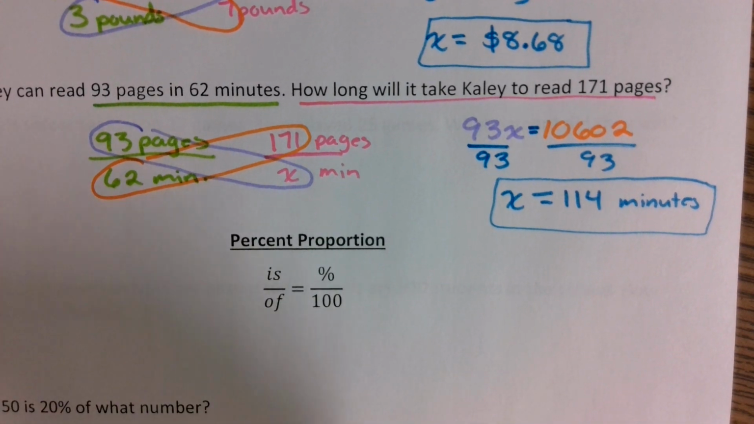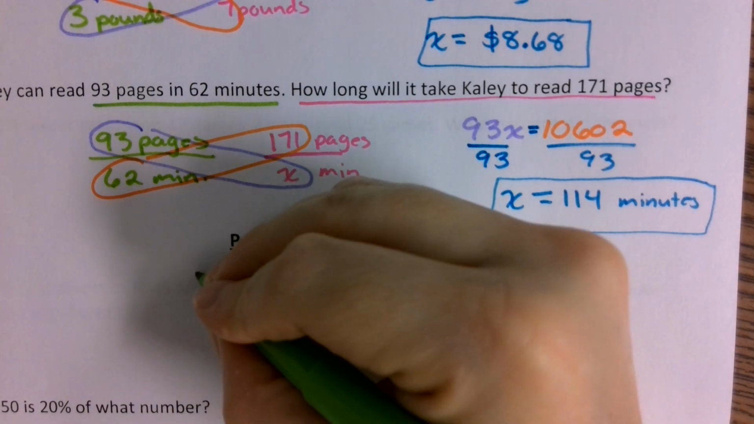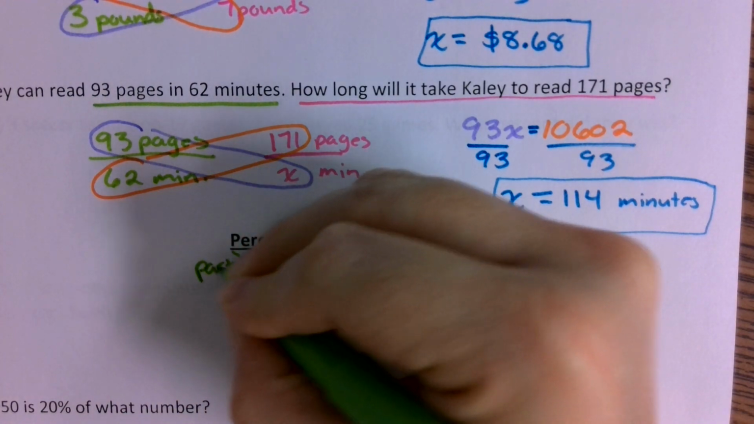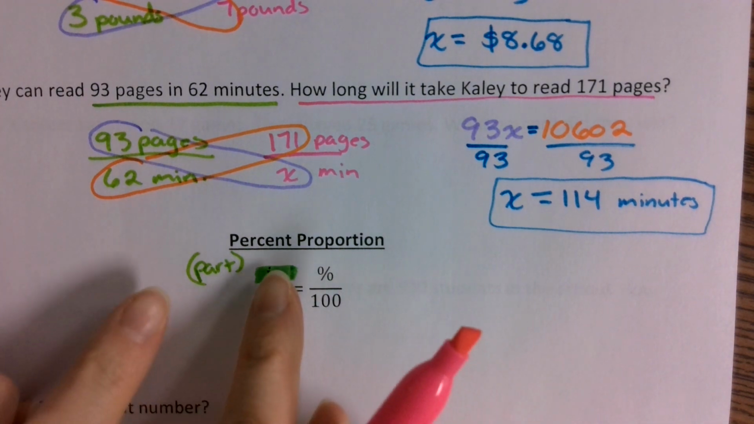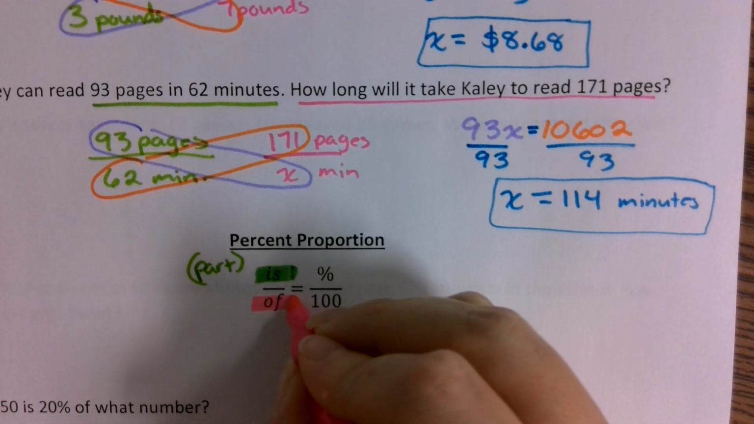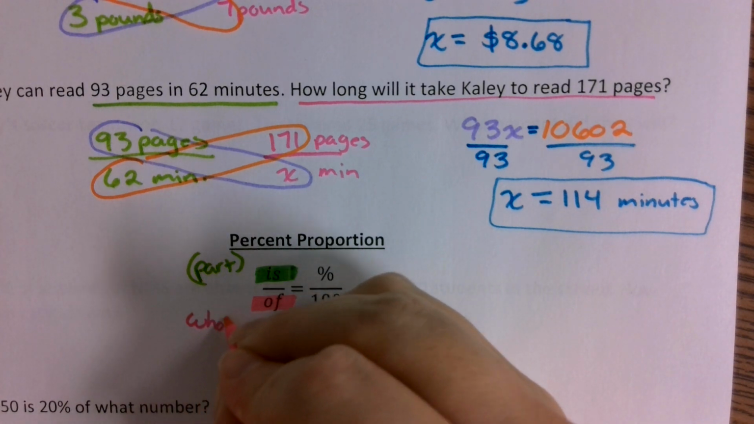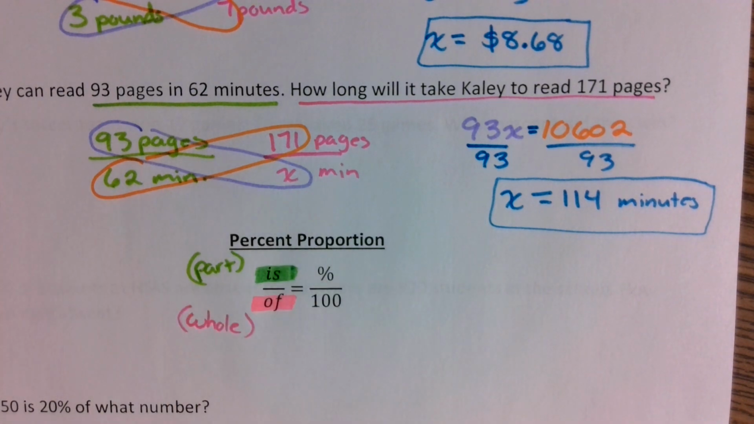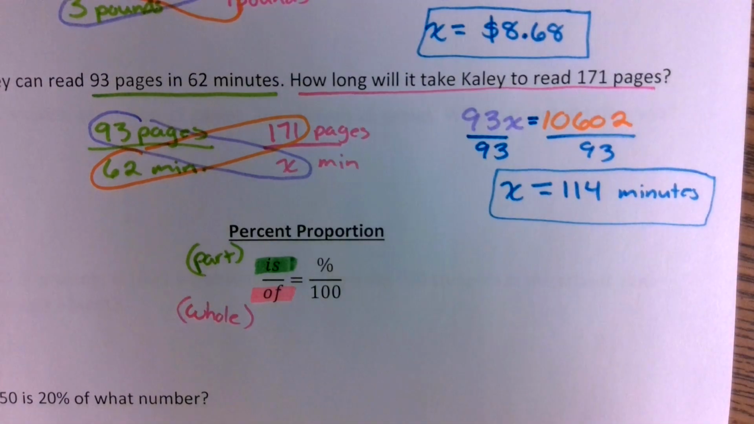The is value in a word problem is known as the part of your problem. So that's very important for you to understand. Is is going to relate to the part of your problem. The word of is going to represent the whole of your problem. And then, of course, a percentage is just a percentage.